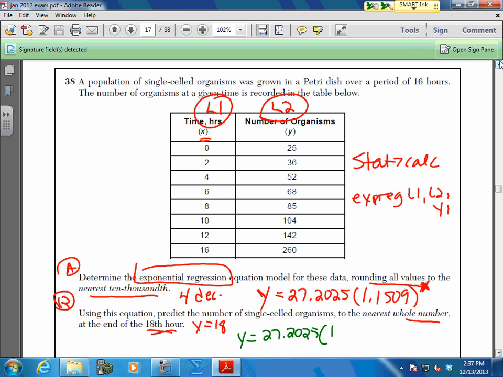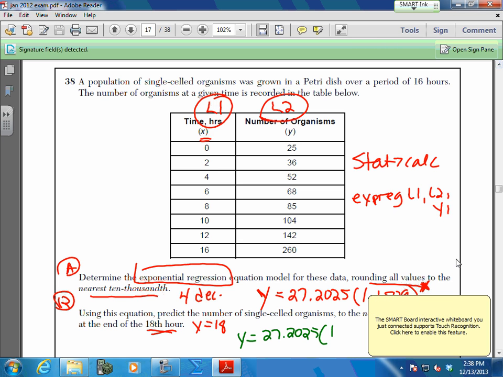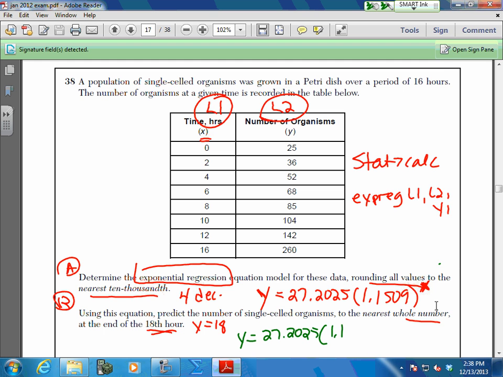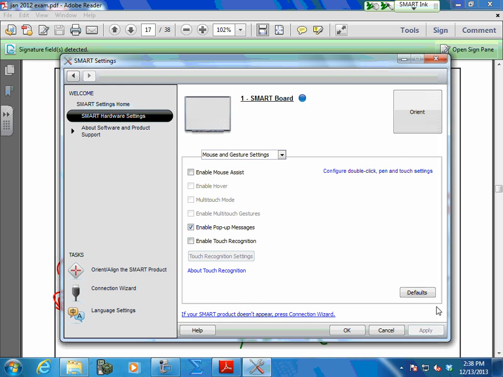I have a technical difficulty right now. Hopefully it's coming back. There it goes. So 1.1509. Still in my technical difficulty.